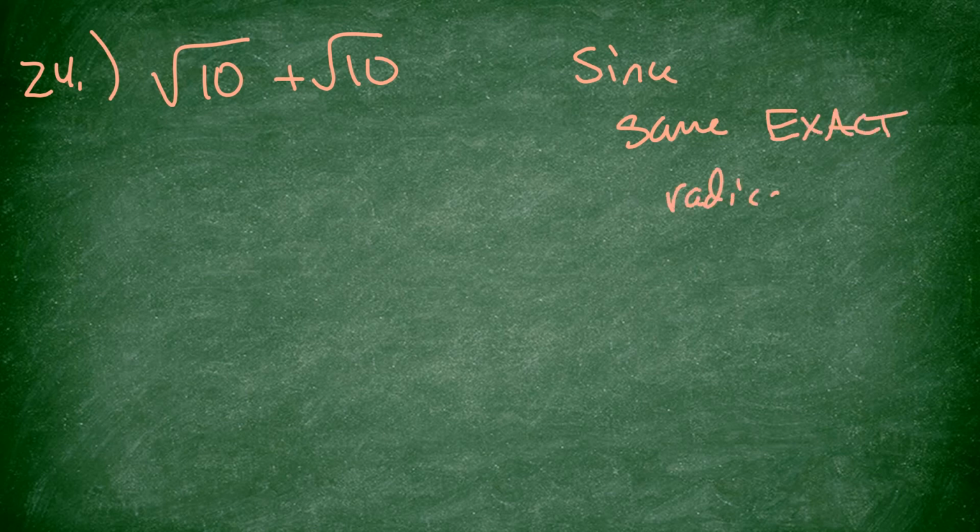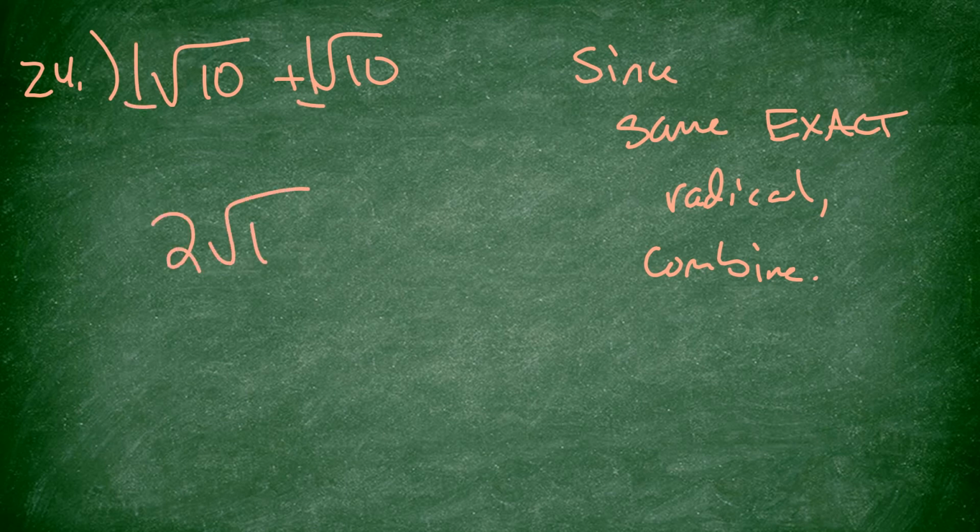Alright, so we have radical 10 plus radical 10. Since they are the same exact radical, you can combine them, just like terms. So that's a 1, and that's a 1. That means we have 1 plus 1 is 2, so it's 2 radical 10. Done. That's it for 24.